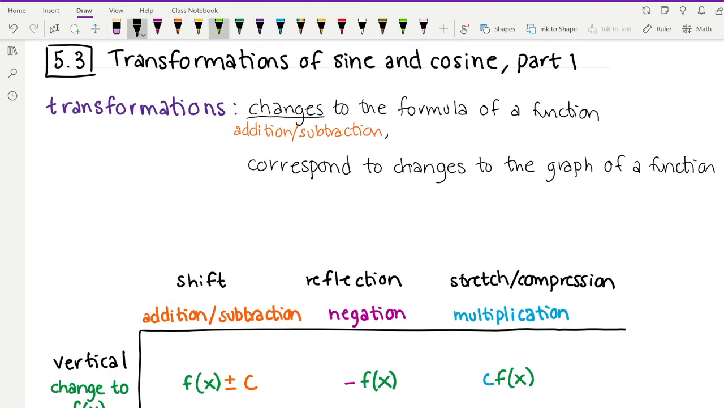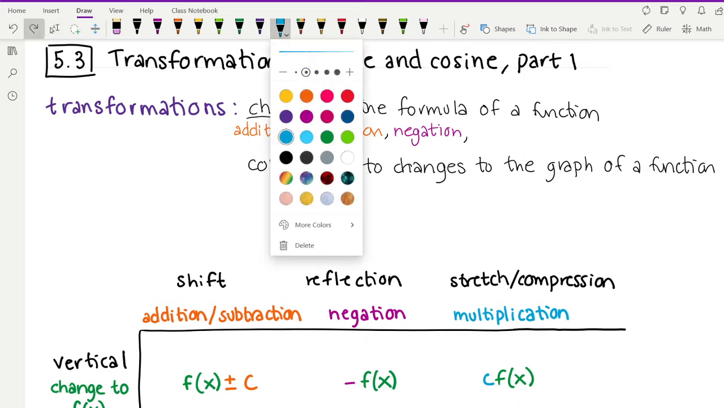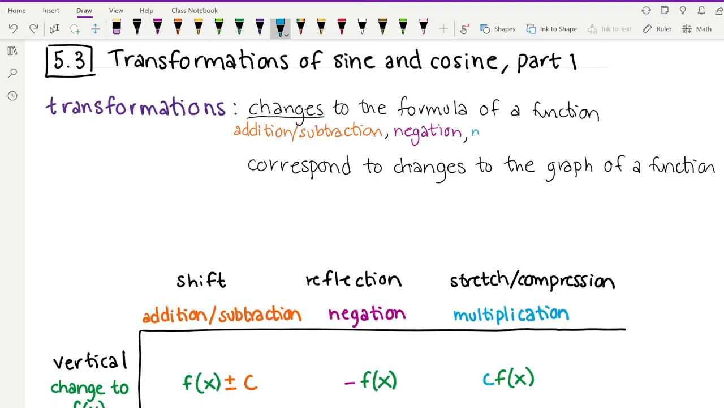You could also negate something, so negation. That means multiplying basically by -1. So either making the function as a whole negative or making your input variable negative. And then the last one is multiplication. So you can be multiplying either your function as a whole or your input variable by a number.